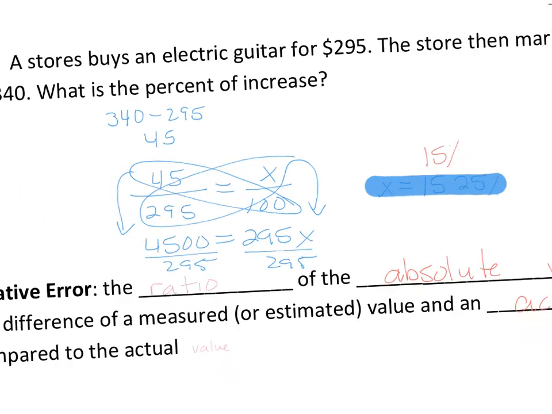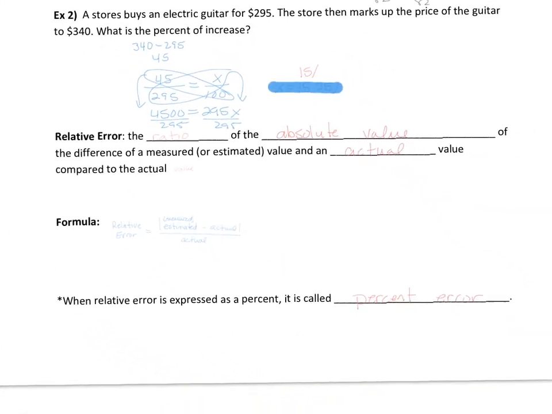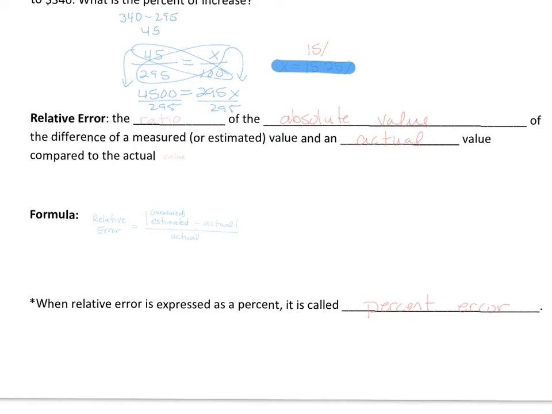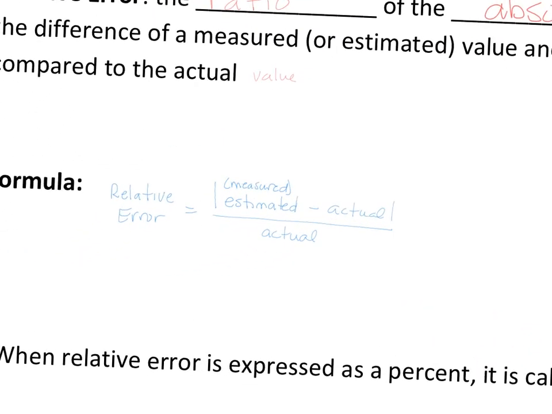The next thing we're going to be looking at is called relative error. Relative error is the ratio, so think fraction, of the absolute value, something we studied in chapter 1, of the difference of the measured or estimated value compared to the actual value. Usually we estimate the value, and then compare it to the actual value.